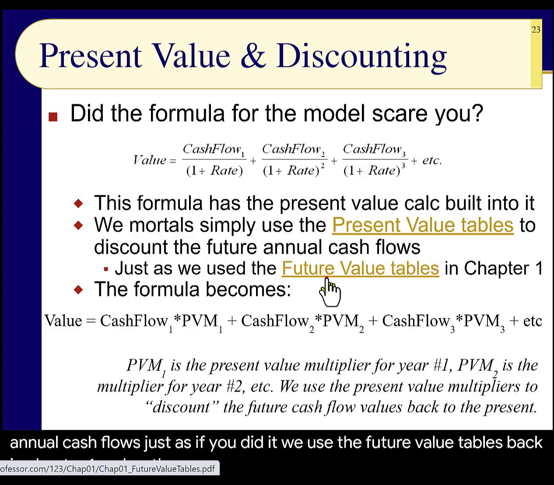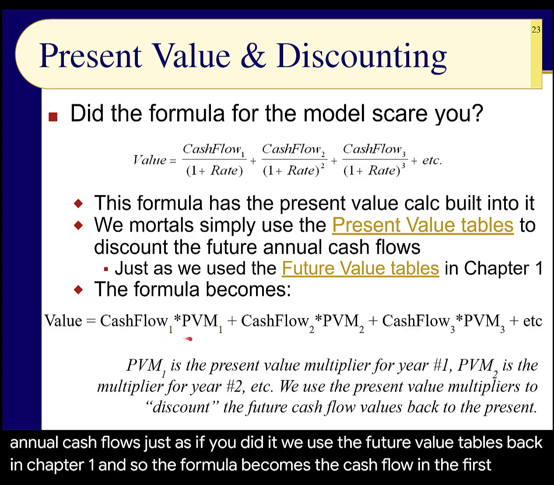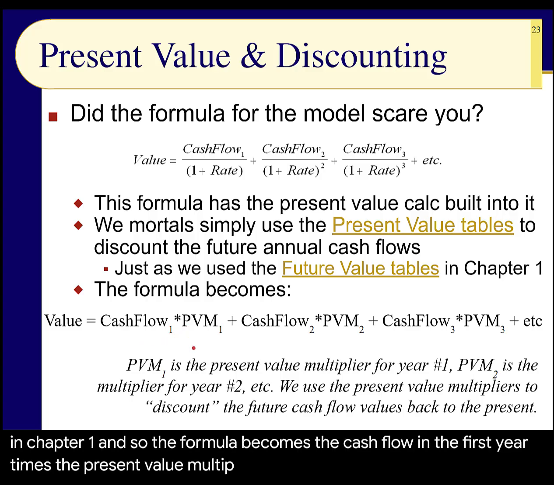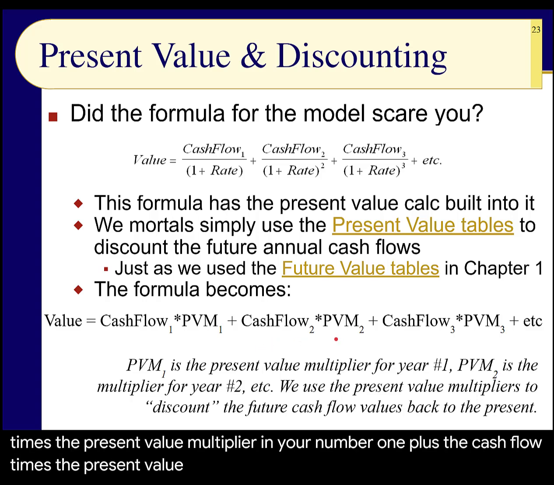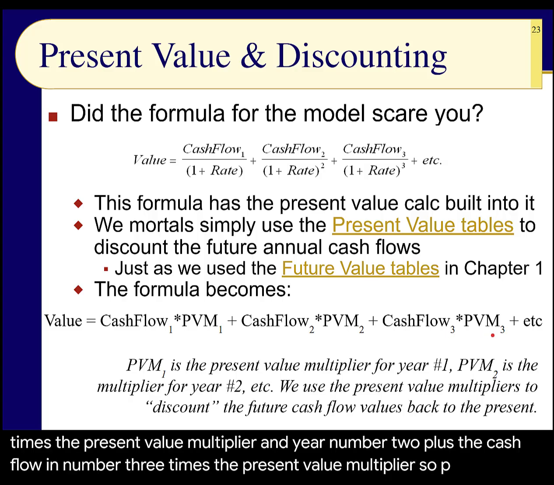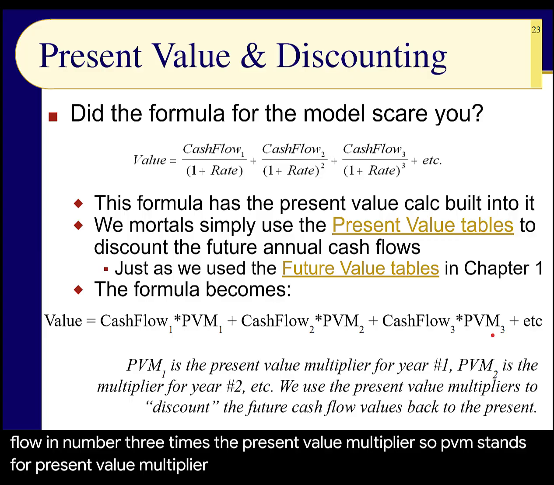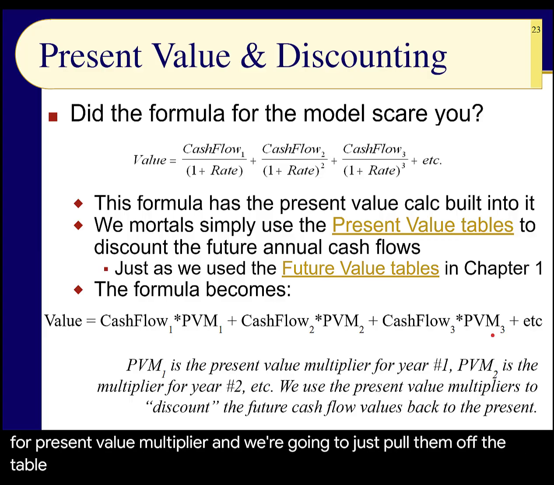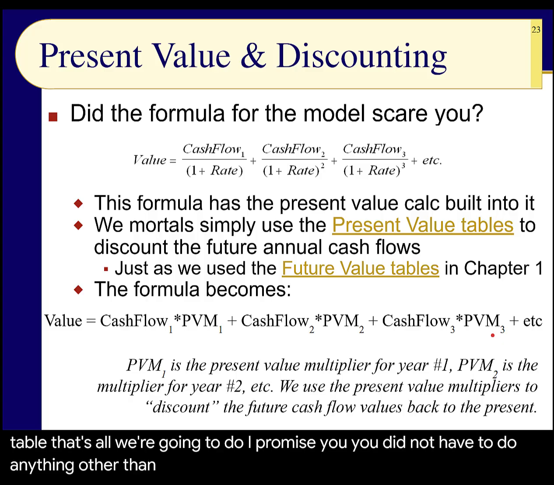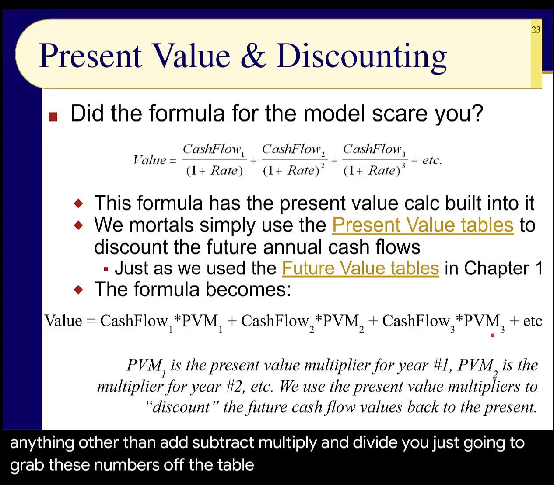And so the formula becomes the cash flow in the first year times the present value multiplier in year number 1, plus the cash flow times the present value multiplier in year number 2, plus the cash flow in year number 3 times the present value multiplier. So PVM stands for present value multiplier, and we're going to just pull them off a table. That's all we're going to do. I promised you, you did not have to do anything other than add, subtract, multiply, and divide. And I ain't lying. You're just going to grab these numbers off the table. I'll show you the table in a minute.